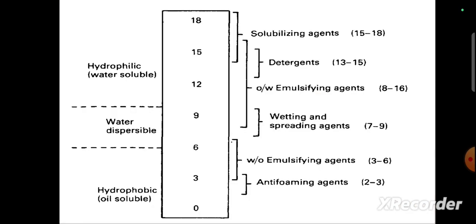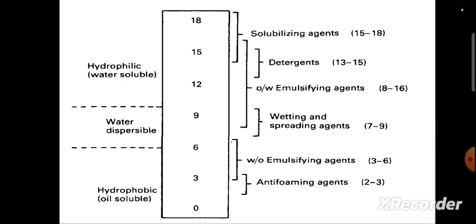So here the scale is 0 to 20 and 0 to 18. Basically we studied 0 to 18. 0 to 6 are hydrophobic or oil soluble substances. Between 6 to 10, the substances are water dispersible. From 10 to 20, all are hydrophilic or water soluble substances. For solubilizing agents, the HLB values lie between 15 to 18. For detergents, the HLB value lies between 13 to 15.